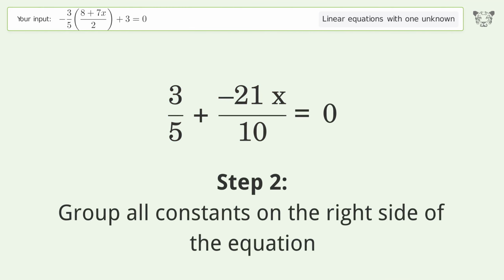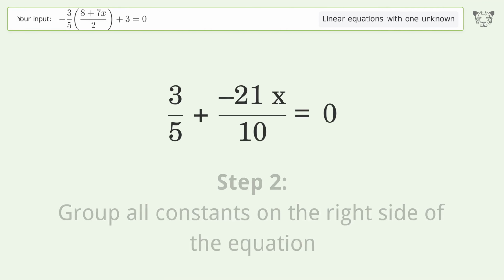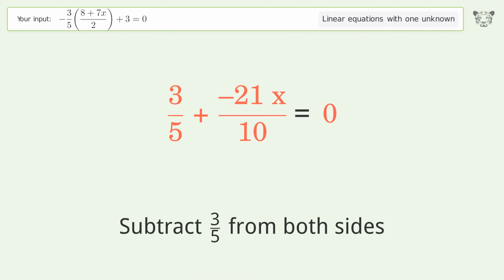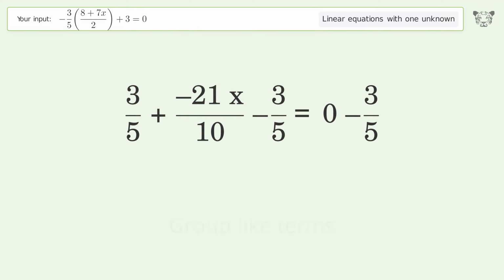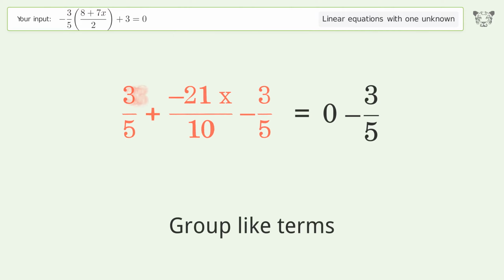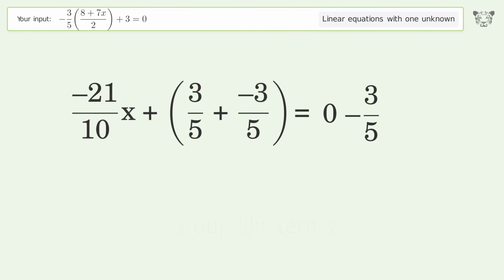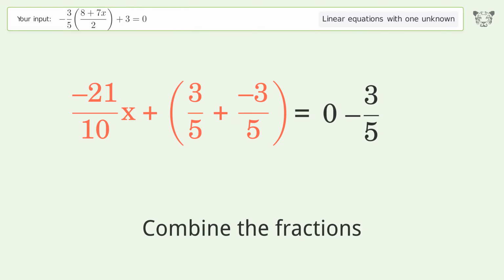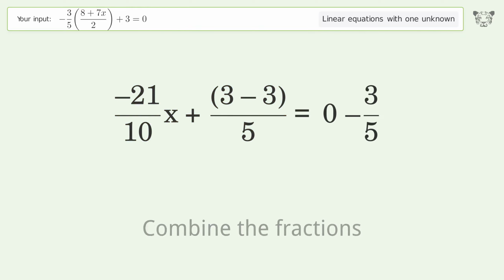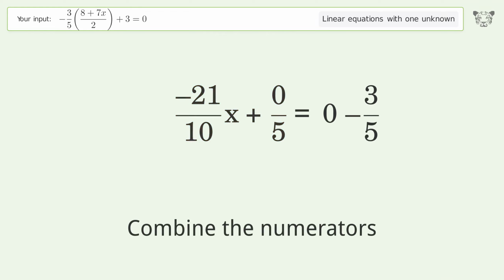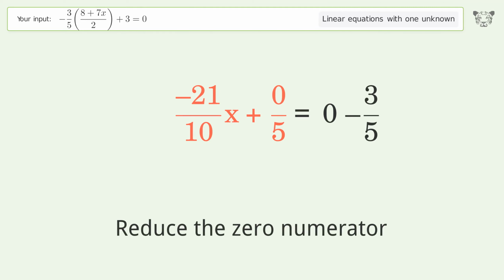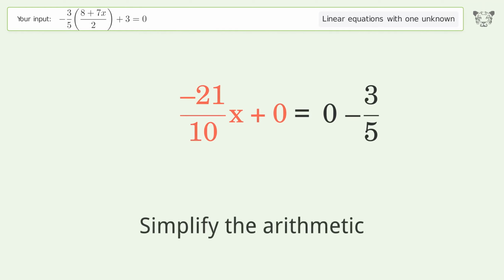Group all constants on the right side of the equation. Subtract 3/5 from both sides. Group like terms. Combine the fractions. Combine the numerators. Reduce the zero numerator. Simplify the arithmetic.